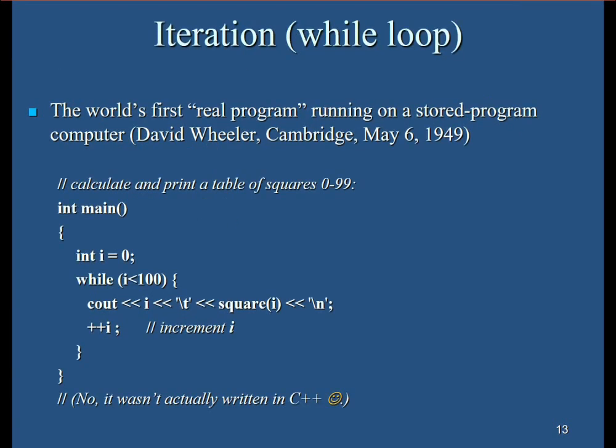Iteration. Again, the second one is the while loop. For example, let us see the world's first real program running on a stored program computer, by David Wheeler, Cambridge, which was to calculate and print a table of squares 0 to 99. So it started with int I equal to 0, while I is less than 100, cout I, square I. This while is the iterator. It will start from 0 and go up till 99. And actually, it was not written in C++.